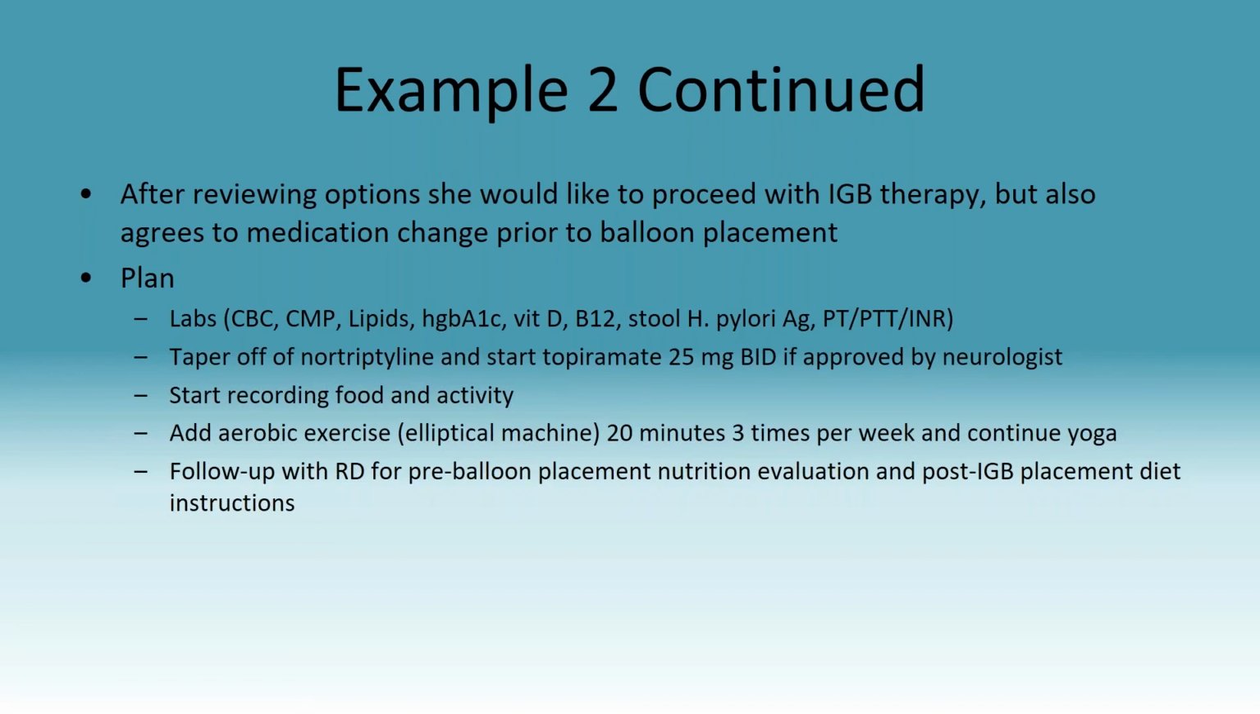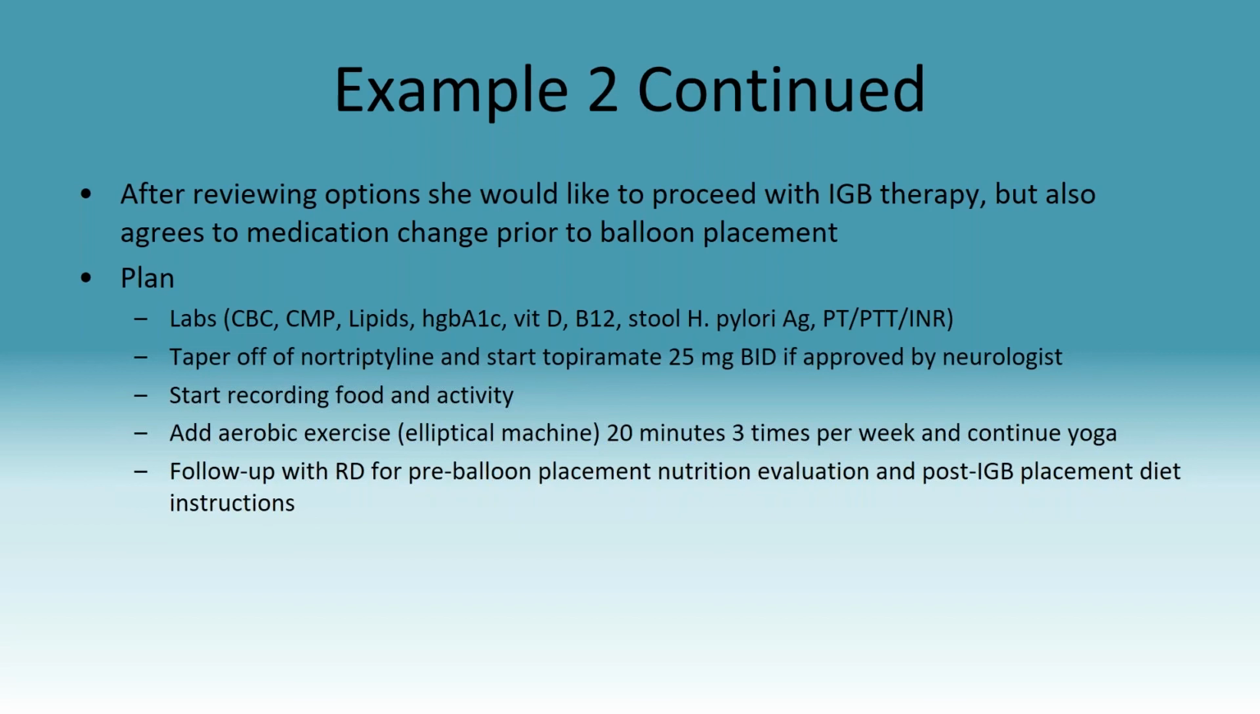In addition to that, when I am going to place a balloon, I also check for H. pylori and coag. So we also tapered her off of Neurontin and started topiramate 25 milligrams twice a day, but of course asked her neurologist first, so that had to be approved by her neurologist before switching over to the topiramate.